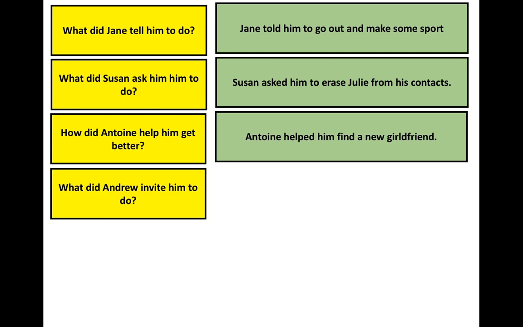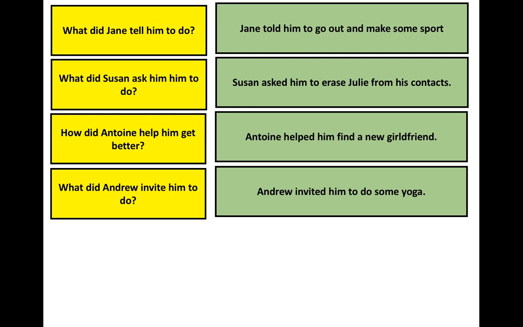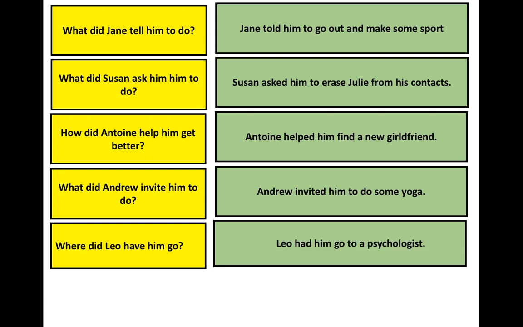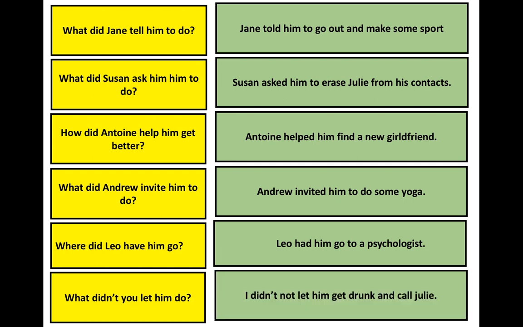What did Andrew invite him to do? Andrew invited him to do some yoga. Andrew invited, then we use the object, him, the object pronoun, and then after invite we use to do. Where did Leo have him go? Leo had him go to a psychologist. Leo asked him to go to a psychologist, or Leo had him go to a psychologist. Well, what didn't you let him do? I didn't let him get drunk and call Julie.